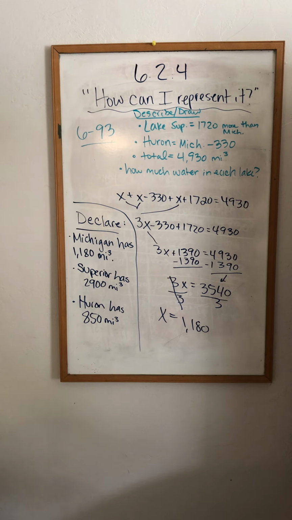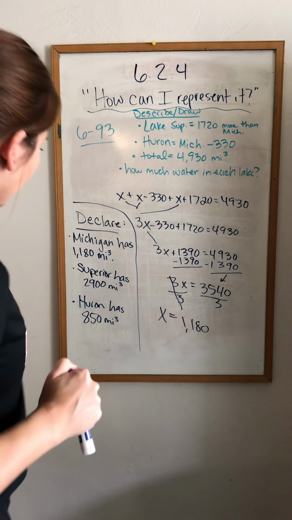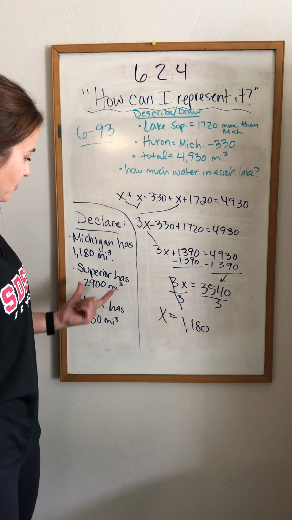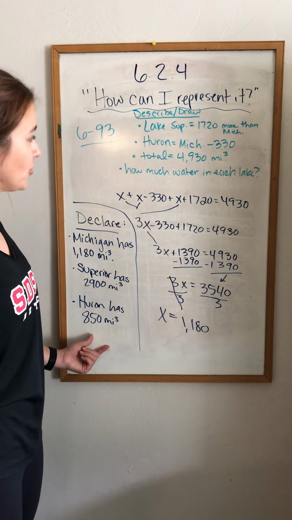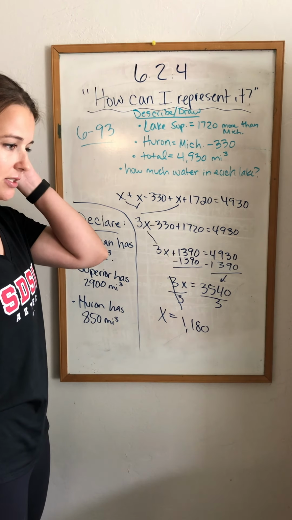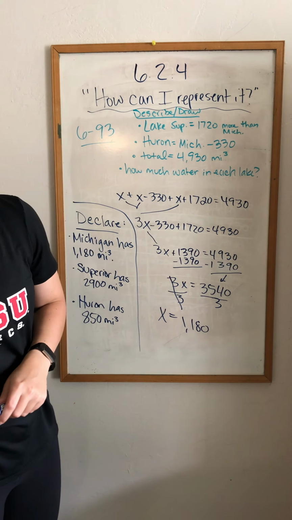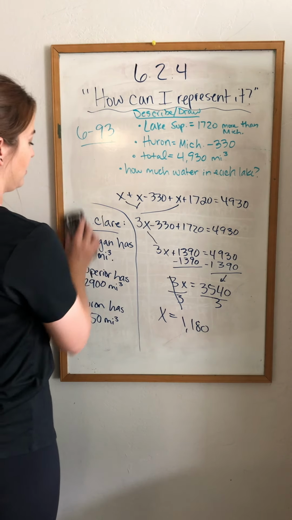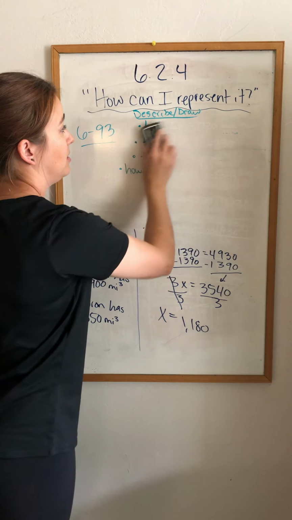And it says, does the total volume of the 3 lakes seem reasonable? And it does, because Superior has the most, Michigan has the middle value, Huron has the least, and that makes sense. Okay, moving on.